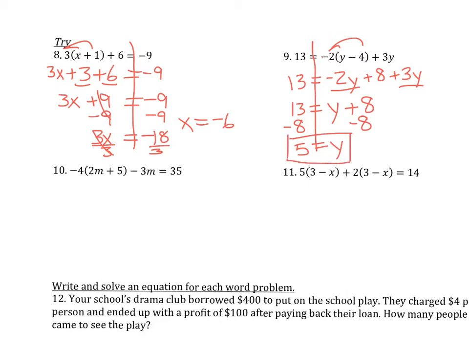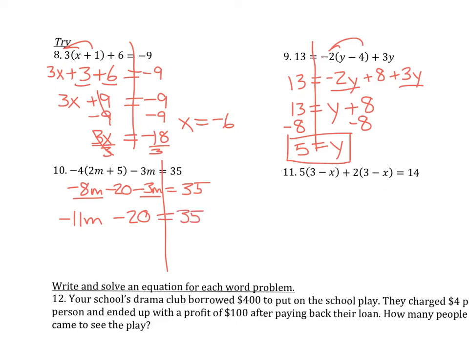Okay. Number 10. Go ahead and distribute. So I get negative 8m minus 20. Bring down my negative 3m. And that equals 35 on the right. I need to combine like terms. Same side simplified. Negative 8 and negative 3 makes negative 11m. Bring down your minus 20 and your 35.